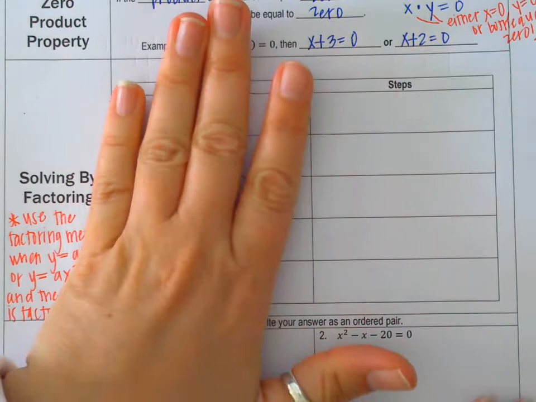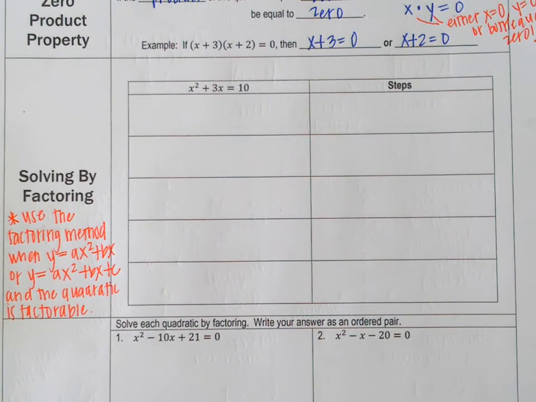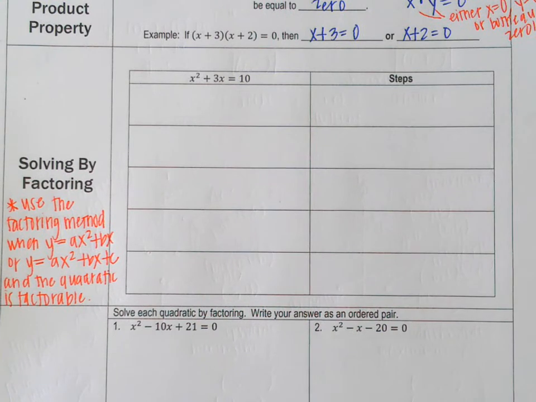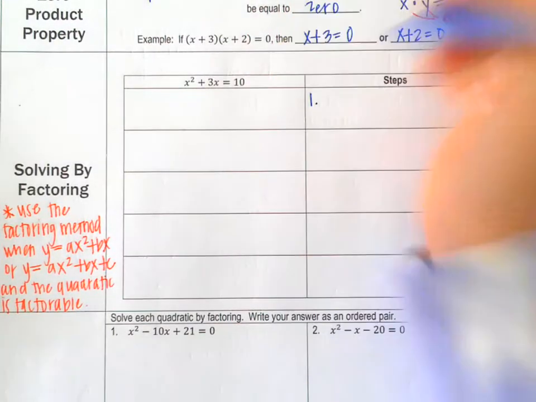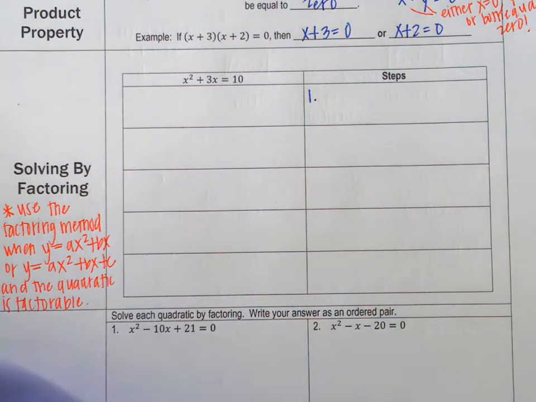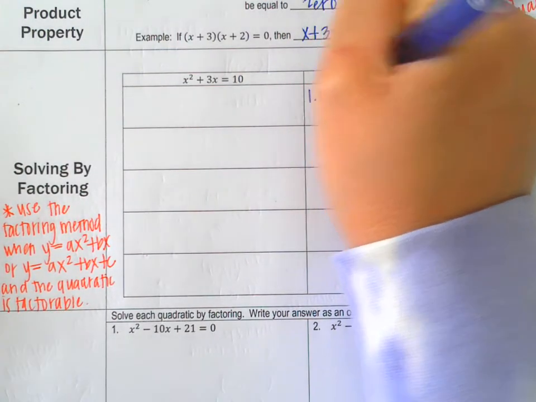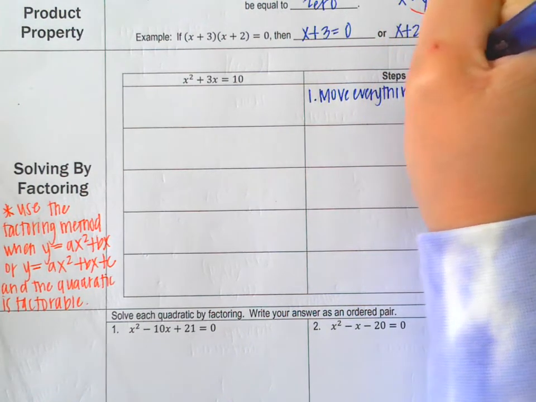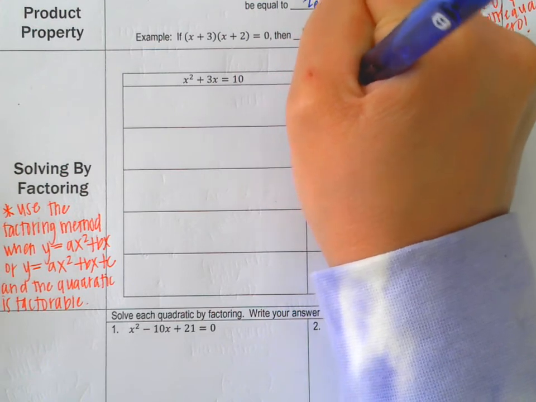Okay, so I have an example. I have the steps. We're just going to go through just like we normally would, walking you through how to solve this. So our first step when solving a quadratic by factoring is to move everything over to one side of the equation.